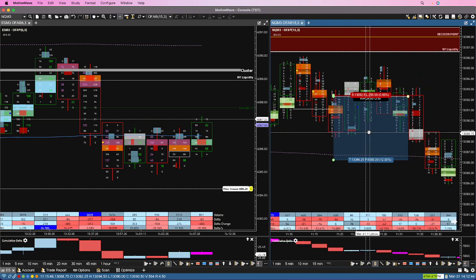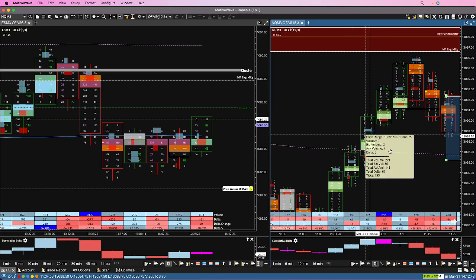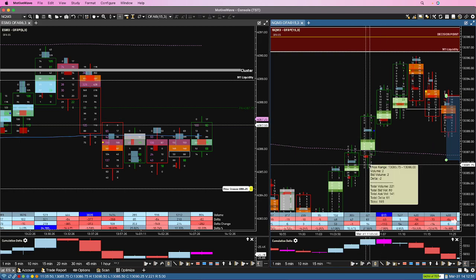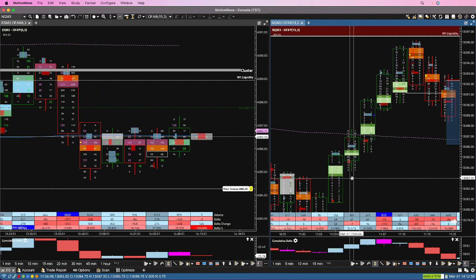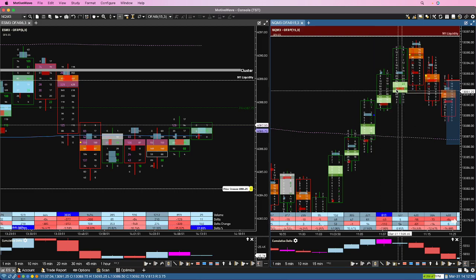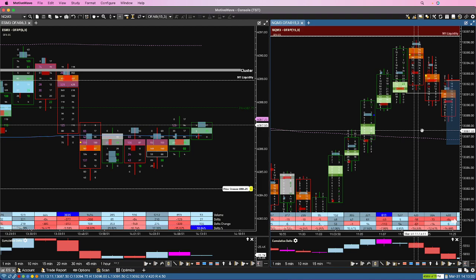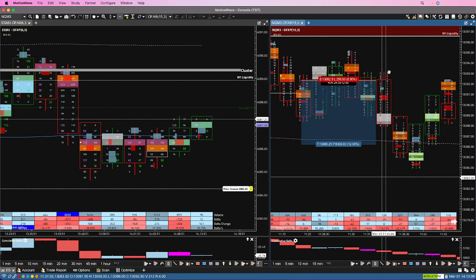Okay, so you always have to look at what's going on on the left. All these clusters are already tested. This is not. This is tested. This is tested. Okay, so this is a high potential zone in which price could react.